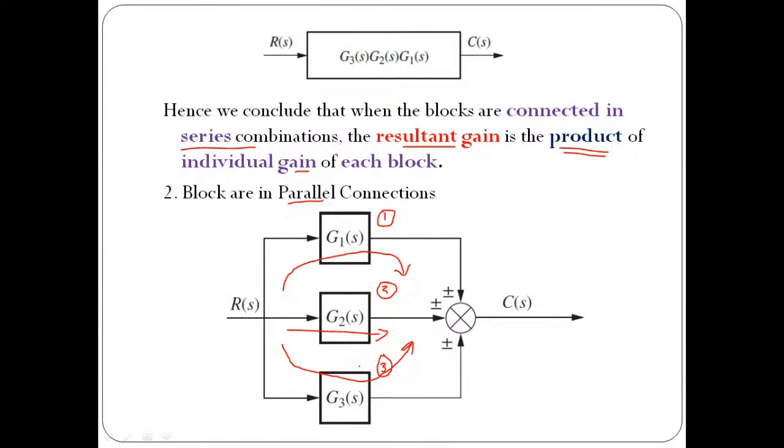Then how do we reduce this combination again by a single block with input R of S and output C of S? So what will be the function that we need to write inside this block? That is important. So how to identify that?